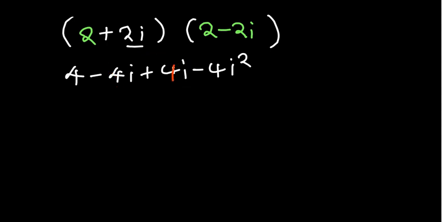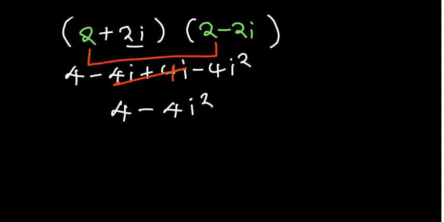The middle part is cancelling out. They're subtracting. What stands out is 4 minus 4 what? I squared. Okay? So in other terms, it is as good as multiplying 2 times 2 and 2i times negative 2i. Is it true that if we do that, we're going to get what we have on the bottom? 2 times 2 is what? 4. And then you have minus 4i squared, right?